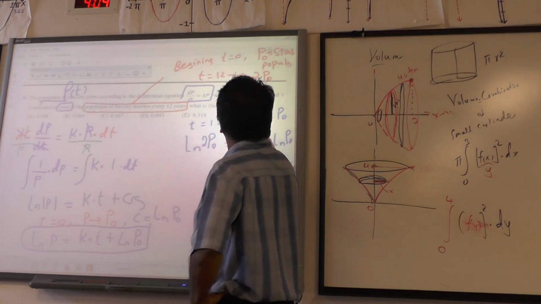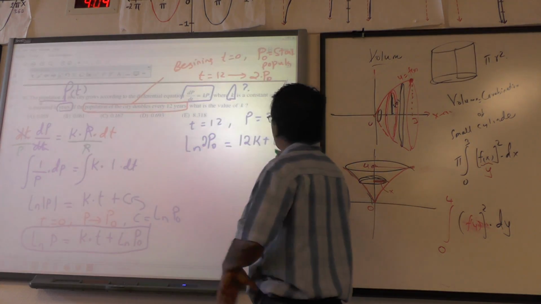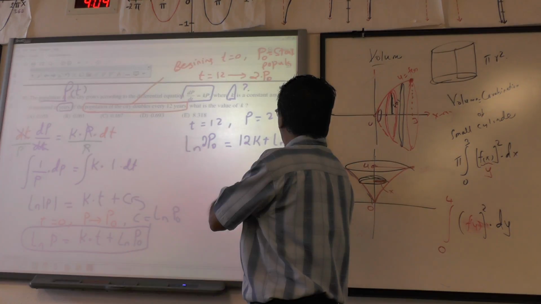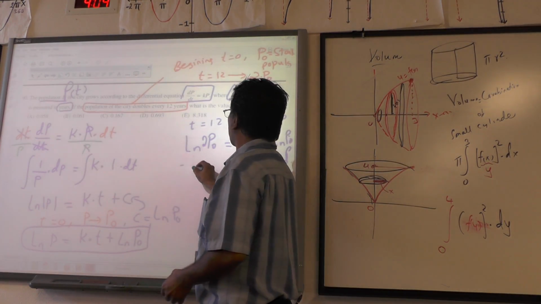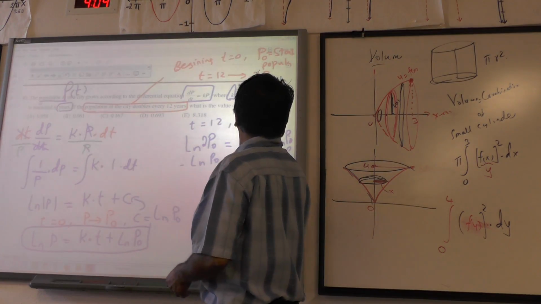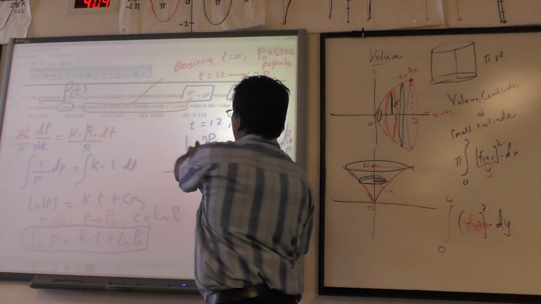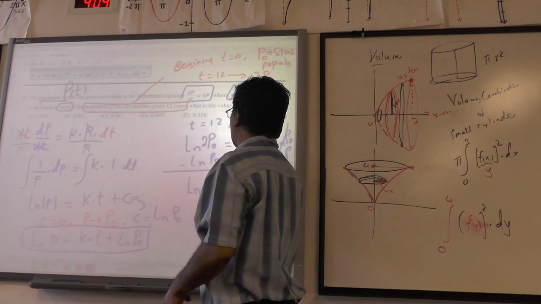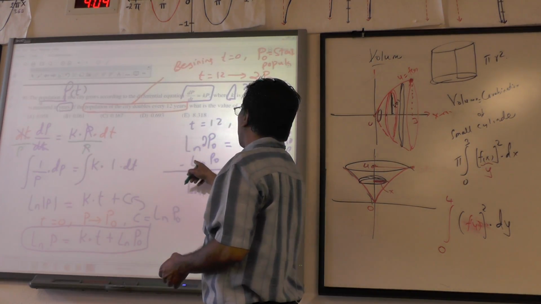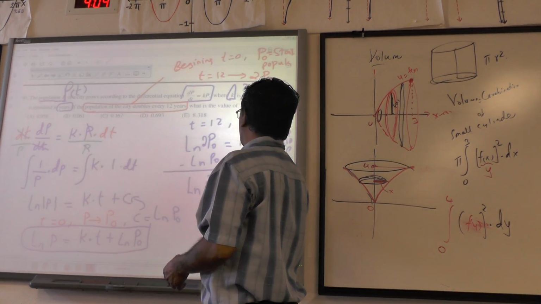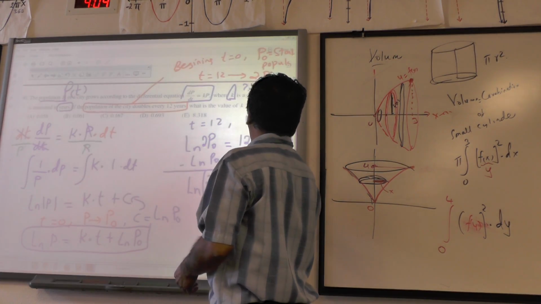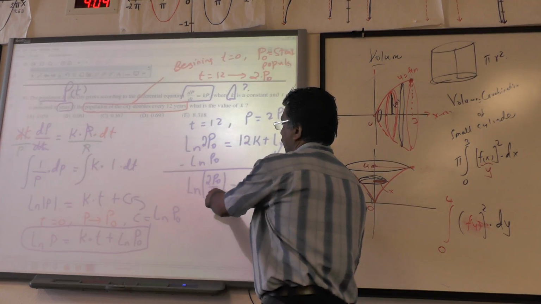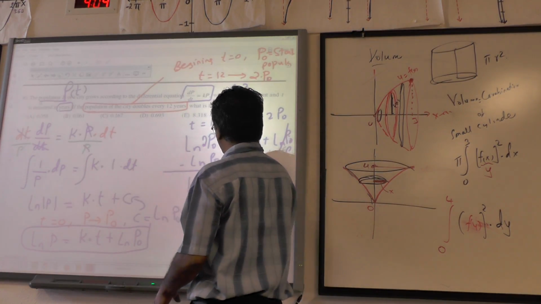P naught, because see, P is P naught. Now I'm subtracting ln of P naught from both sides. Then this crosses out, and this becomes a subtraction. I think when you subtract, log minus log is ln of 2P naught over P naught. I'm avoiding one step there. This is 12K, and this P naught crosses out.